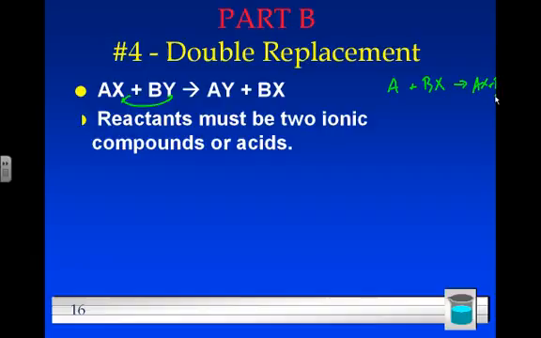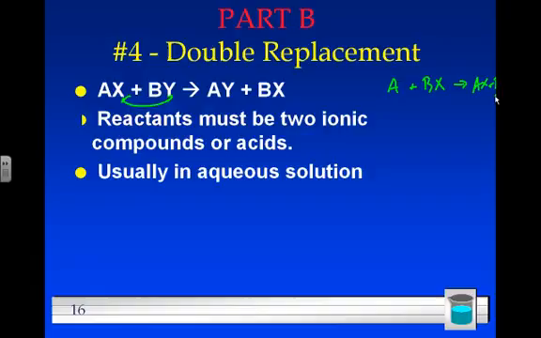So how do you tell if you have a double replacement? You write out the reactants. It's going to be two ionic compounds. Okay? So reactants will be two ionic compounds, or acids, which are technically ionic compounds anyhow. So you have two things. They might have a metal at the beginning of both of them, or one of the two things might be an acid. Okay? So that's how you tell. Remember, you need to be predicting products here.